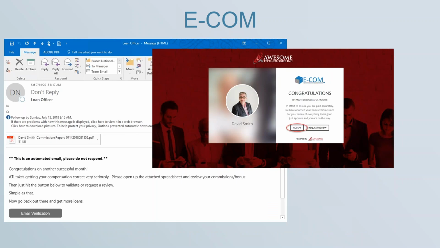When the end user has reviewed their commissions and has no further questions, they simply accept their commissions and continue on with their day. Ecom will track the acceptance in the log as well as notate a review has been completed.